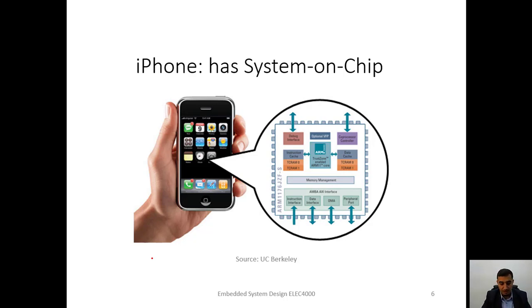Nowadays, most of our phones are running a system on chip. If you open the phone, you are going to find one big processor. That processor chip is basically the whole system. It will contain all the information which we are going to discuss now.